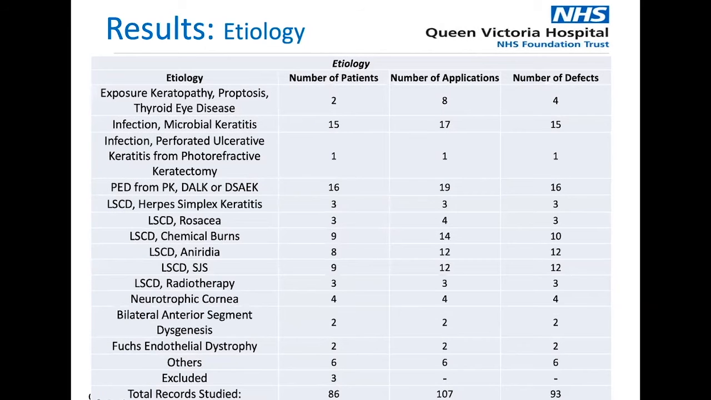This is a very busy slide looking at all the etiologies we looked at, which, as you can see, includes infection and microbial keratitis, patients developing persistent epithelial defects following corneal transplantations, and a large number of them were also limbal stem cell deficiency patients like Stevens-Johnson syndrome, aniridia, chemical burns, herpes simplex keratitis, and neurotrophic keratopathy.